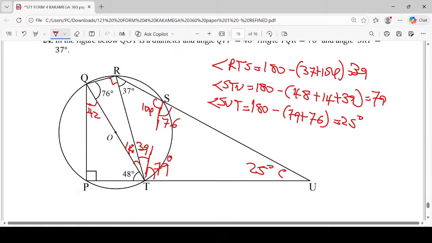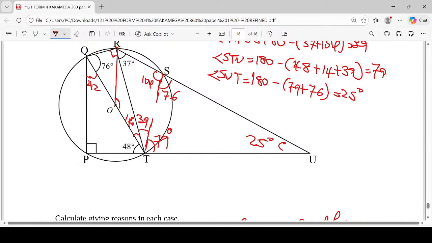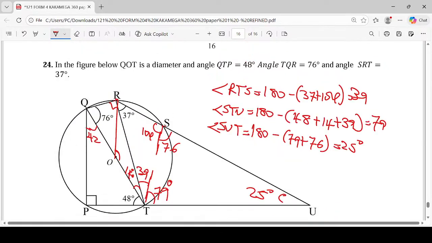Next, obtuse ROT. Let me join ROT. This angle here. So to obtain that angle, what you need to understand here is that RO is equals to OT, because they are radius. So if this angle is 14, this angle here is also 14.